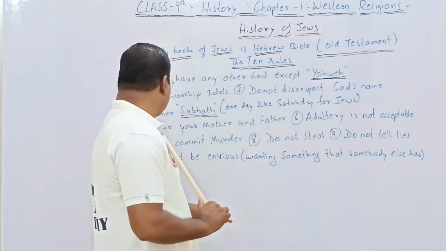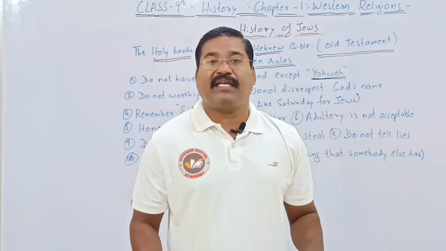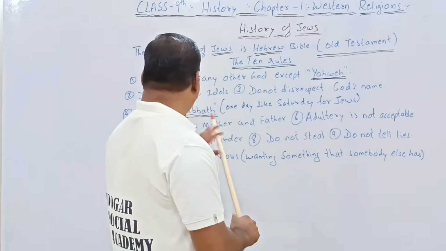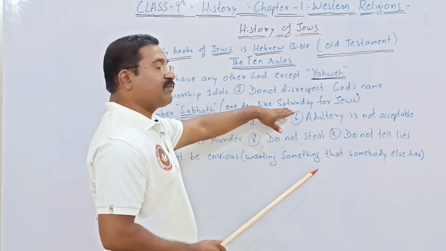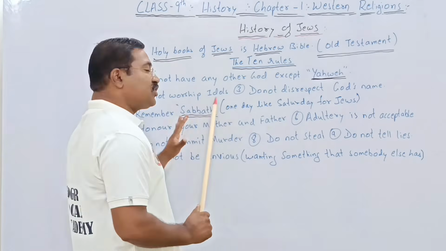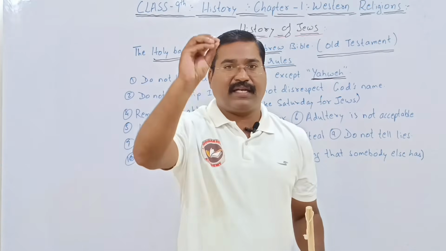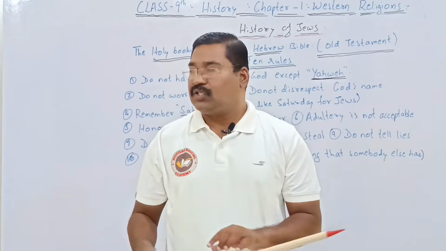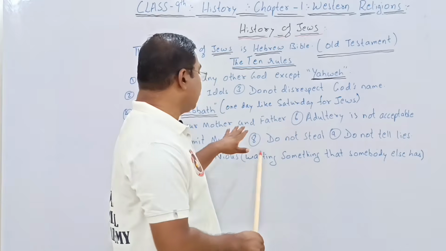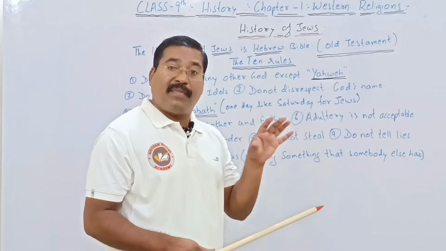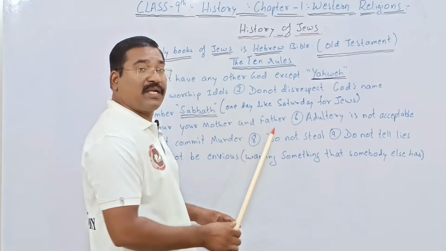The fourth one says remember the Sabbath. Sabbath is like how Christian people go to church every Sunday and pray. In the same way, Jews pray on Saturday. So the Sabbath should always be remembered. It is like a holy day, the day they are praying. And the fifth rule: we should always honor our mother and father, who play the important role of making a proper life for the child.